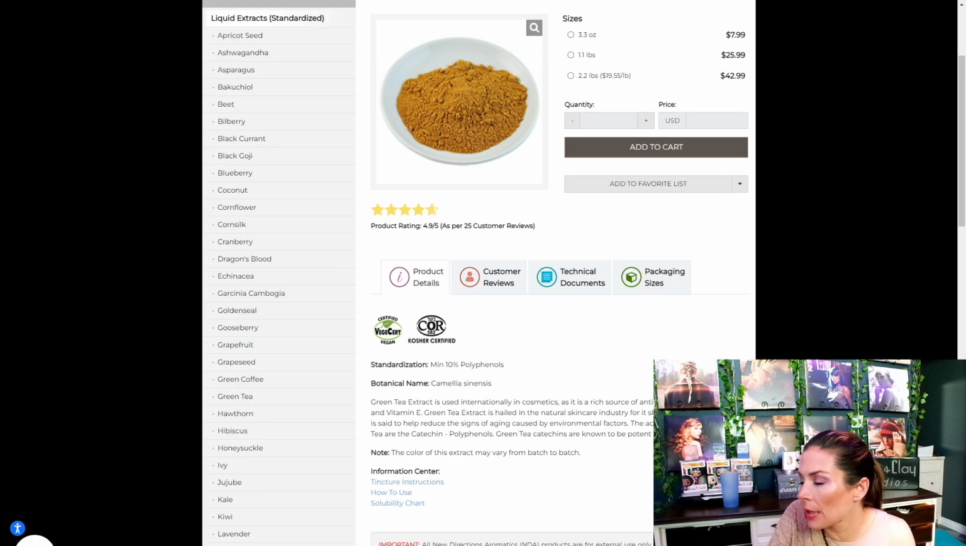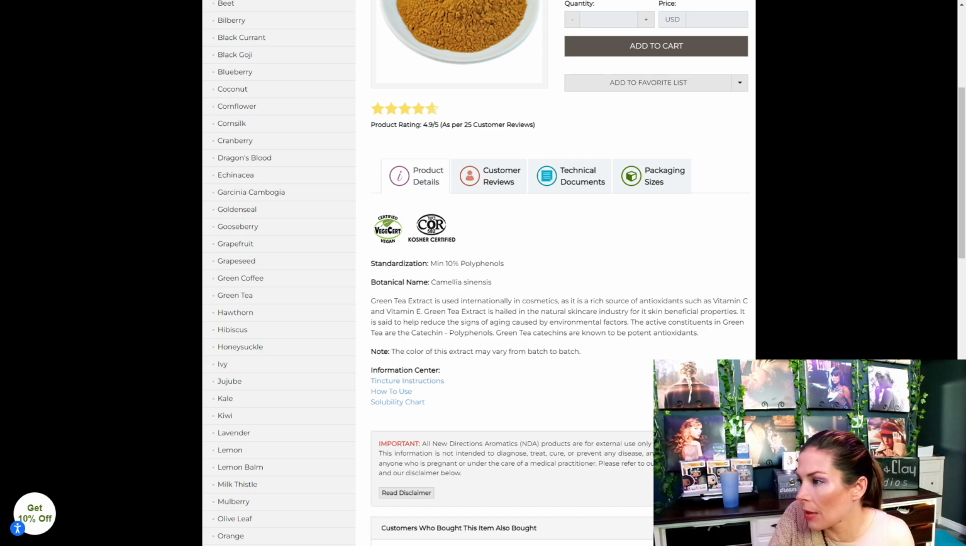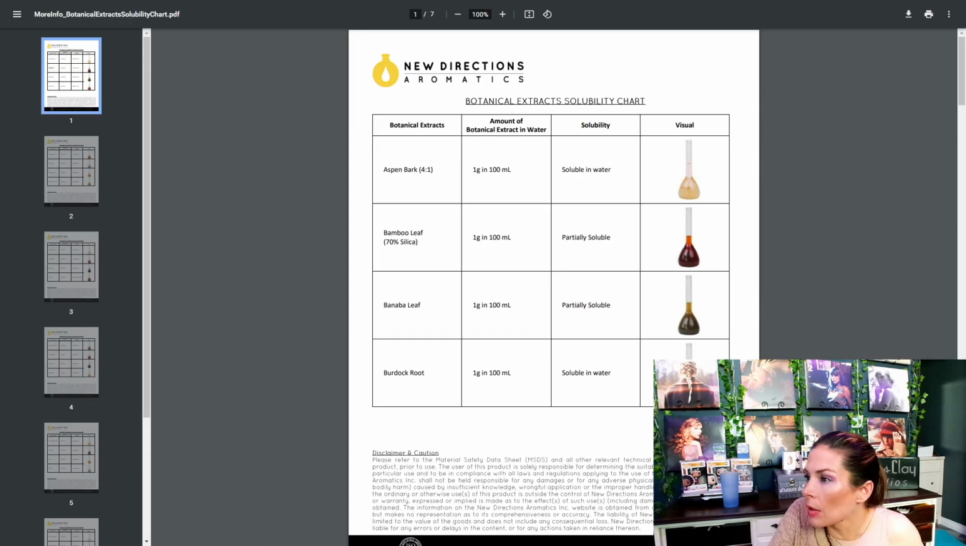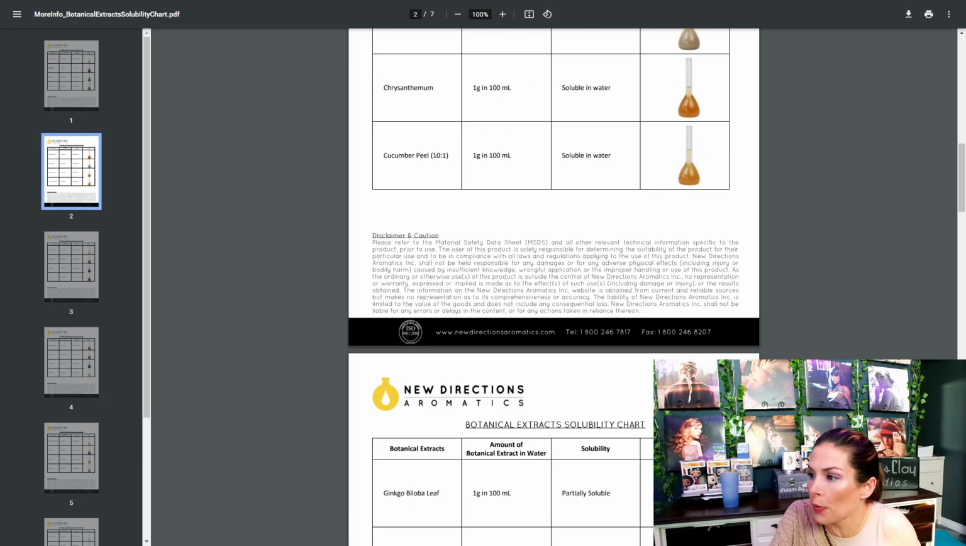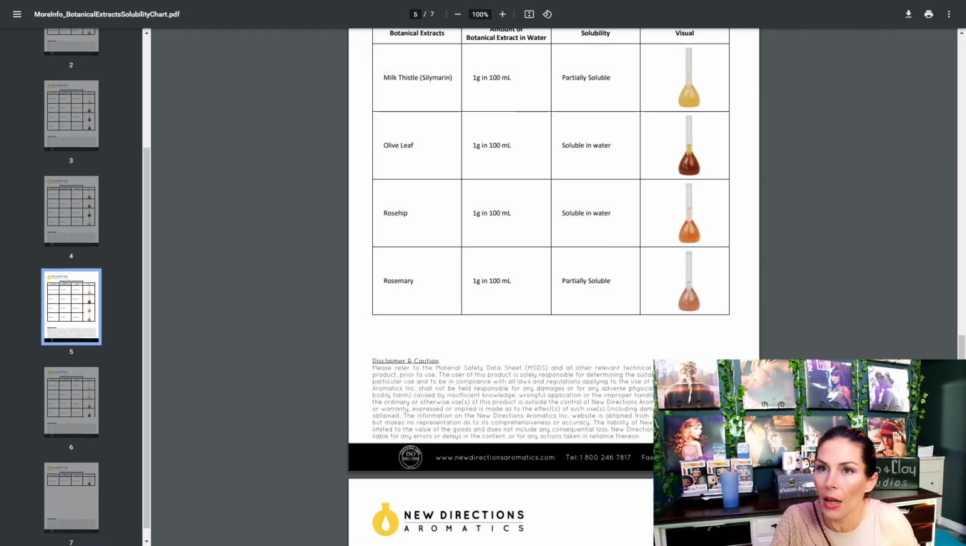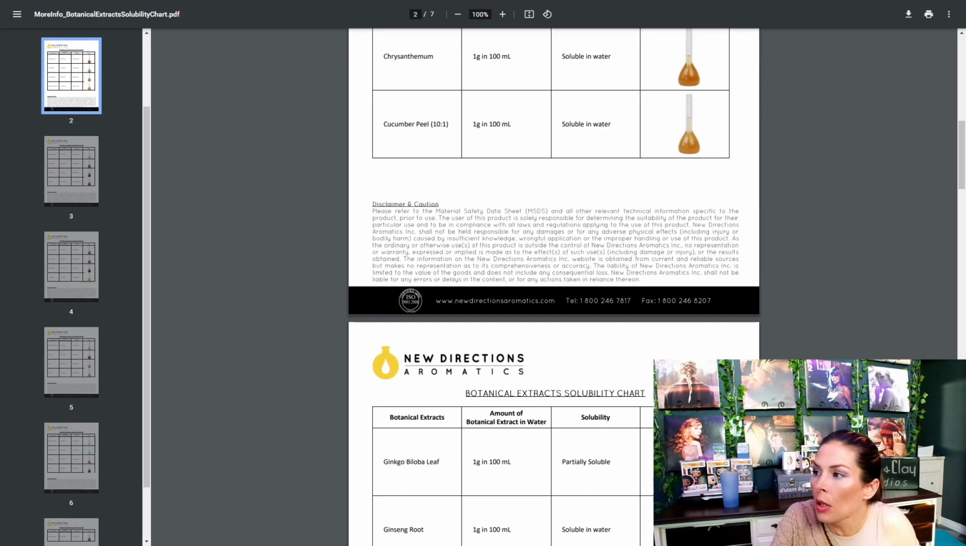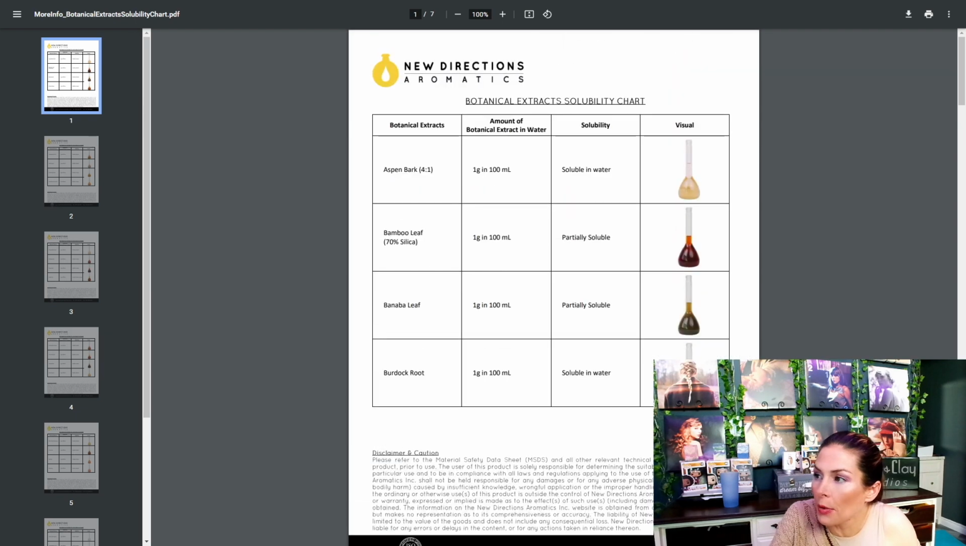Now, another interesting thing that I quite enjoy within their listings is the solubility chart that they have, this botanical extract solubility chart. I think this is a really handy thing to print out, and it tells you if it's soluble in water, partially soluble, and so forth, for realistically all of the extracts that they have. And I think that's delightful. So I would say for New Directions, very, very good option. This is a good choice if you're looking for your extracts.